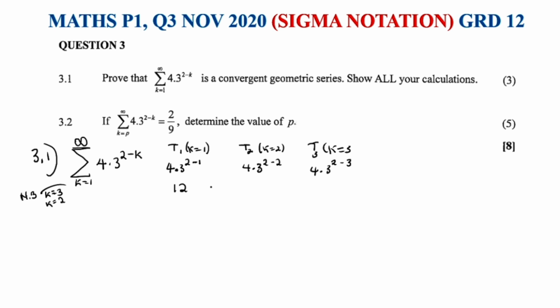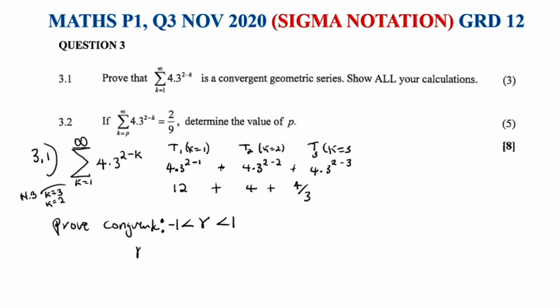Because it's a series, I'm going to put a plus there. Then 4, and then the third term is 4 over 3. So in order for us to prove convergence, you can have a look at it in your formula sheet, guys. Our r value needs to be less than 1 but greater than -1. Therefore, this series is a convergent series.